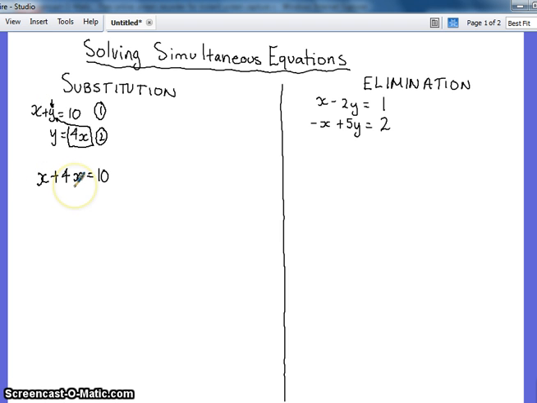X plus 4x gives you what, Jared? 5x. Good. 5x equals 10. How can we get rid of the 5 there, Toby? Divide both sides by 5. That would give you 1. We'd divide that by 5. So x equals 10 divided by 5. X will equal 2. So we believe that x will equal 2. We've simplified. We've gone through a process that we've known. We believe that x will equal 2.